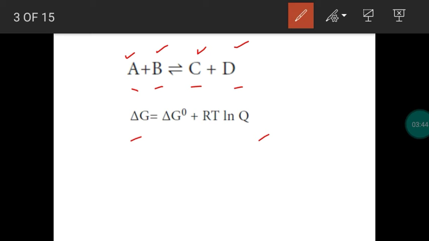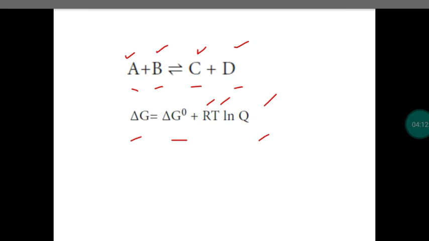Delta G means what? Free energy change. Delta G naught we measure at standard conditions, the standard free energy change. R is the gas constant, T is temperature, and ln Q is the natural logarithm of the reaction quotient Q. The definitions of equilibrium constant and reaction quotient were already studied in the chemical equilibrium lesson number 8. So it is given again.